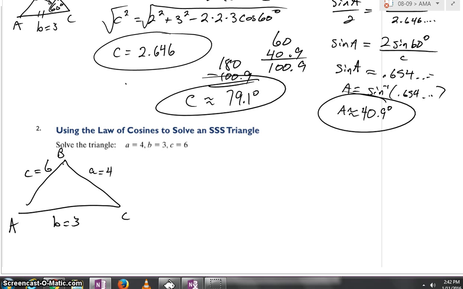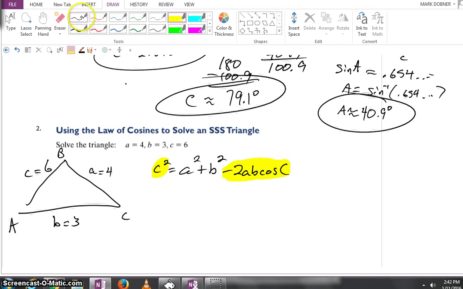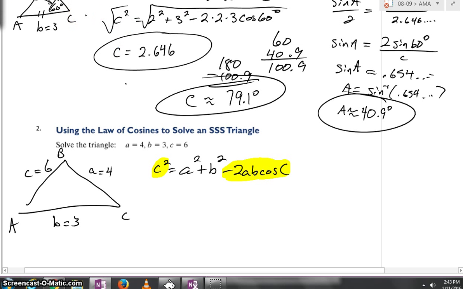I'll tell you what, let's find an angle. What angle would you like to find first? C. Okay, that sounds good. And by the way, if someone said A, we'll find that next. I thought I heard someone say A. Don't mean to brush that aside. I just heard C first is all. Look, one thing I hope you notice is that, with the law of cosines, we're going to have angle C on that right side and side C on the left.